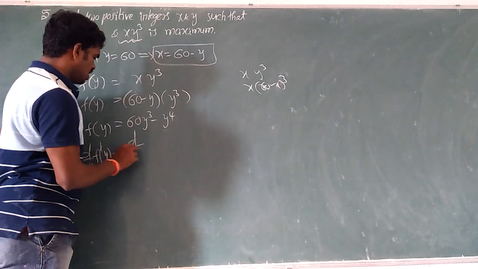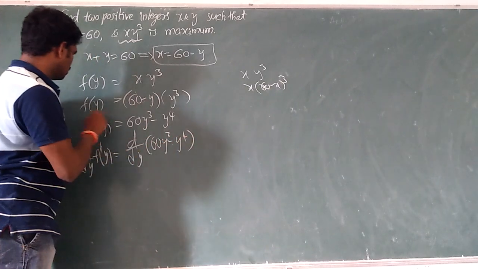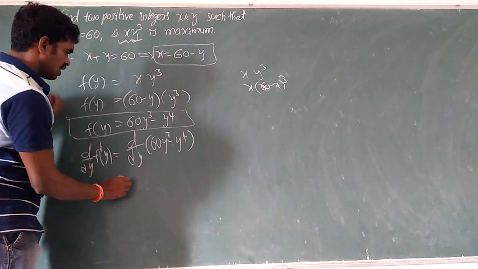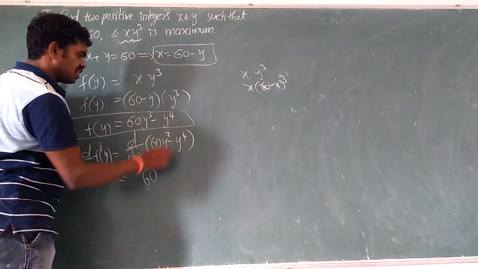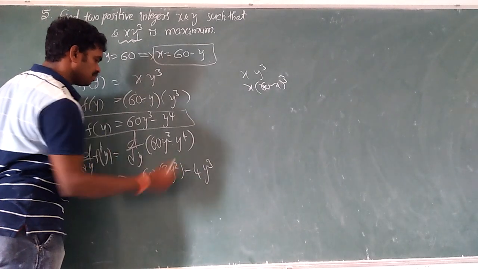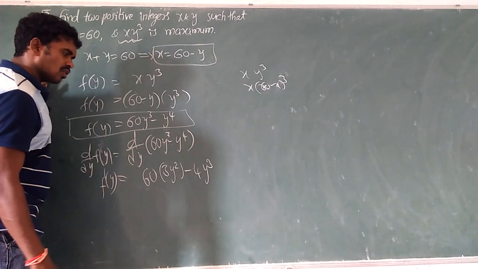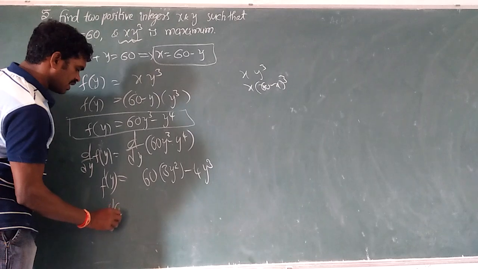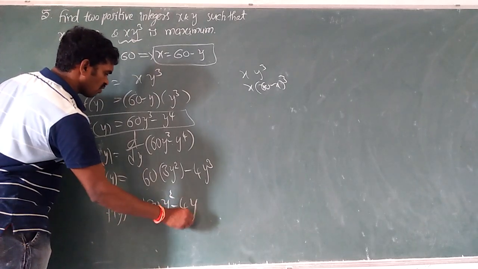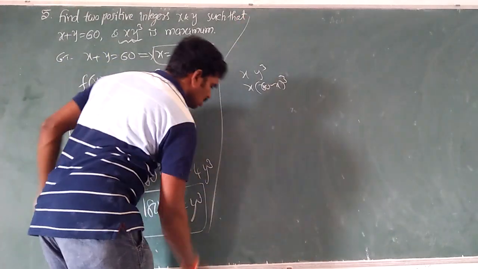So f dash of y is equal to d by dy of 60 y cube minus y power 4. This is the first function, keep it as it is. Next, 60 y cube derivative is 3 into y square, minus y power 4 derivative is 4 into y cube. So this is f dash of y. Okay, so f dash of y equals 60 into 3, 180 y square minus 4y cube. Okay, f dash of x, f dash of y also we got.